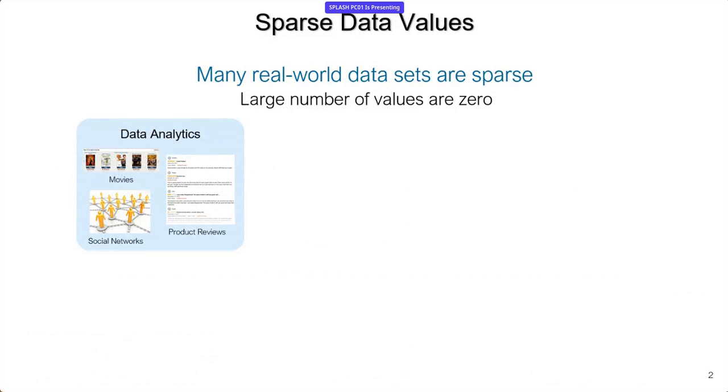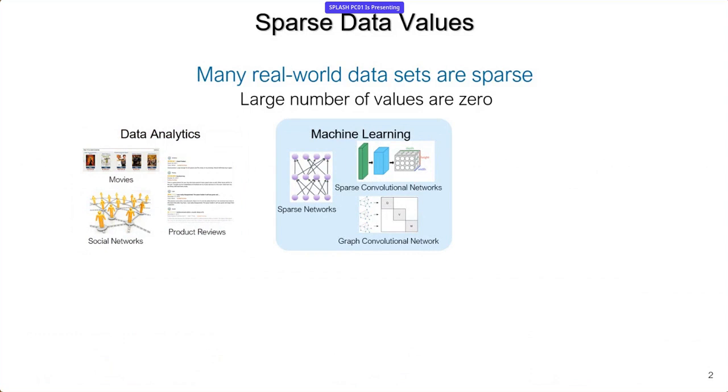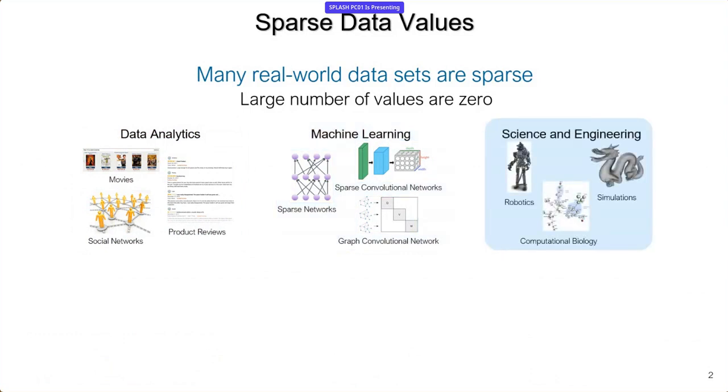If you look at things like data analytics, there's a lot of sparse data. Recently, in machine learning, we are creating a lot of sparse data. And also in science and engineering, historically, a lot of these measures and simulations, our data was very sparse.